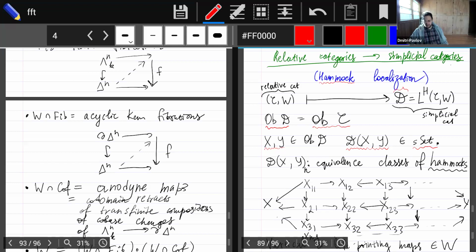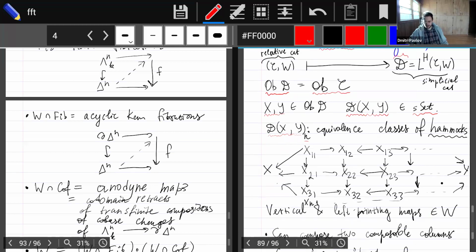And the n-simplices, so let's pick some n-simplex, the n-simplices in the simplicial set of morphisms will be equivalence classes of such pictures as depicted here, where in this picture you would have n plus 1 rows. So here you see you have 3 rows. So this example corresponds to n equals 2. This is a picture of a 2-simplex.